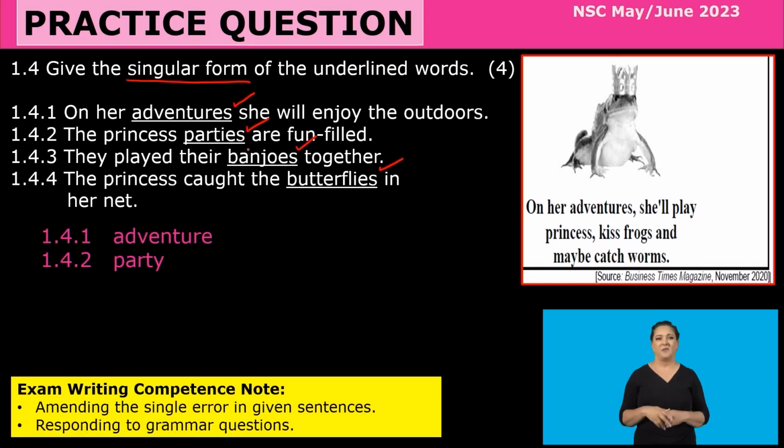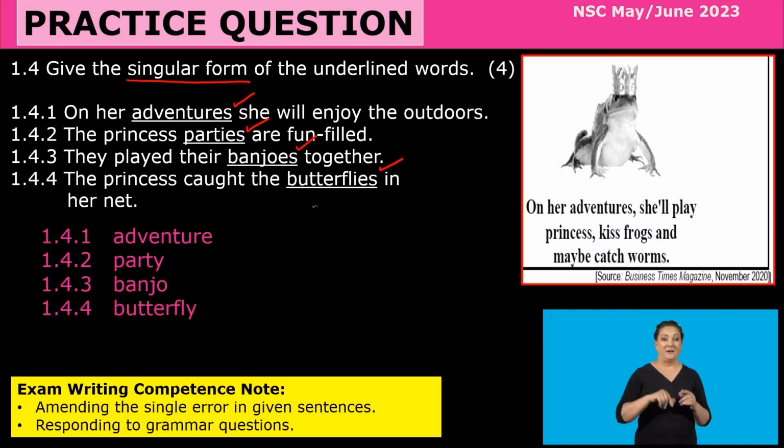Now remember, learners, can you see the IES? It shows you that your Y was changed to IES for the plural, but in the singular you only need the letter Y. Banjos, all right? It ends on an O, so we add ES in the plural, but in the singular we drop that. And in butterflies, we see the IES replaced by the letter Y for butterfly. Okay, so another set of easy marks in the bag for you.